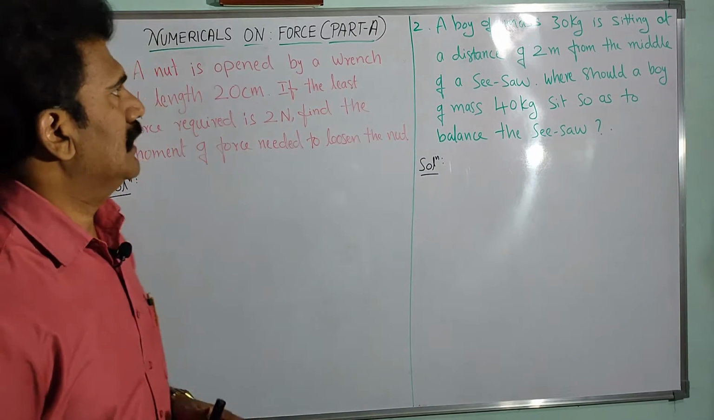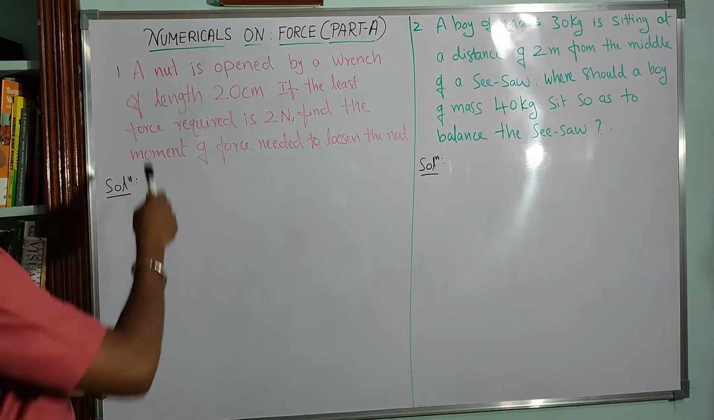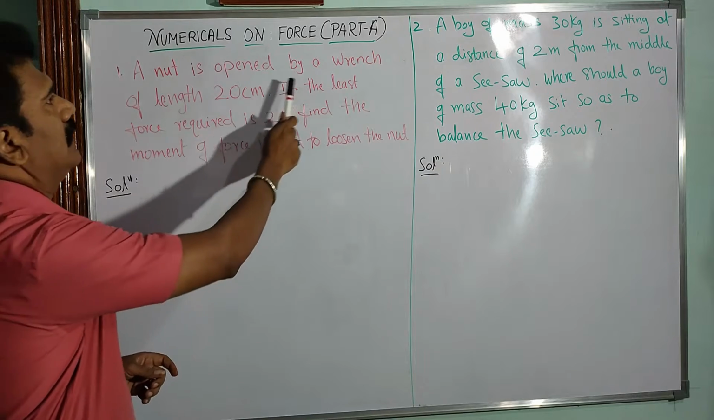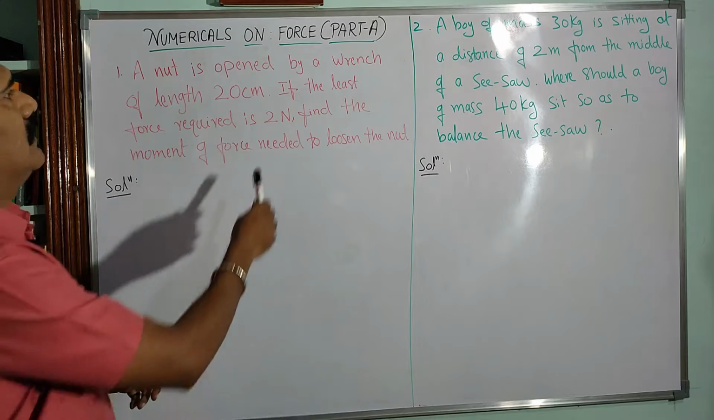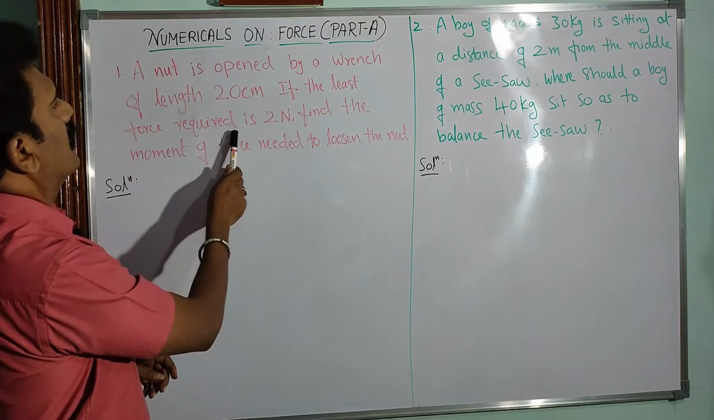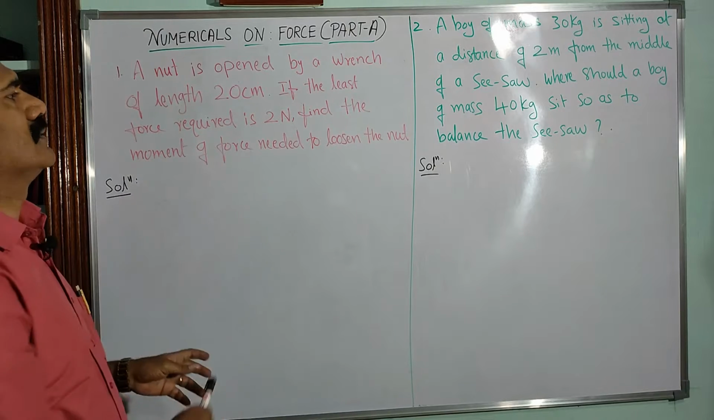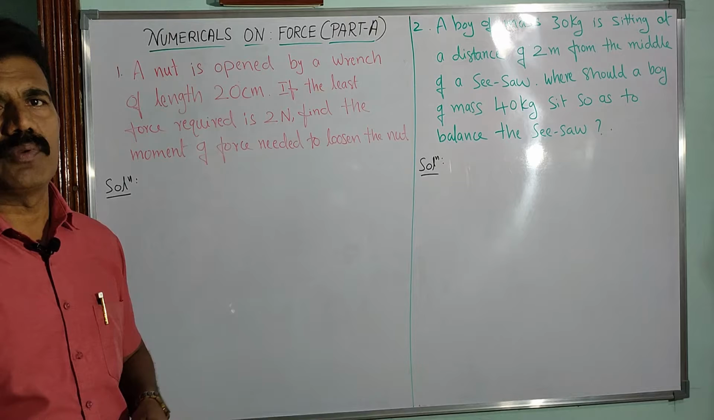Okay, let us start with some simple problem. So what is the first numerical problem? It says, a nut is opened by a wrench of length 20 centimeter. If the least force required is 2 Newton, find the moment of force needed to loosen the nut. Very simple problem, isn't it?